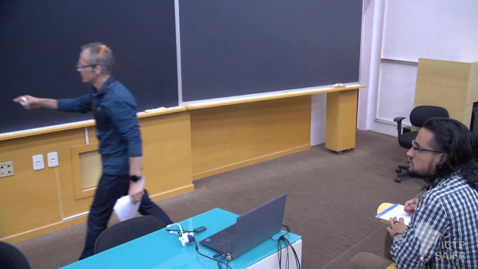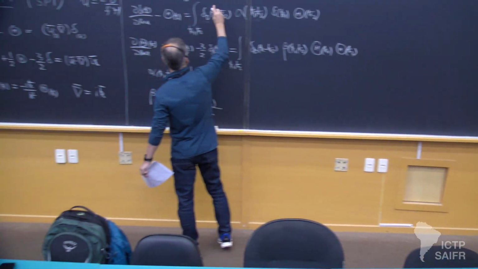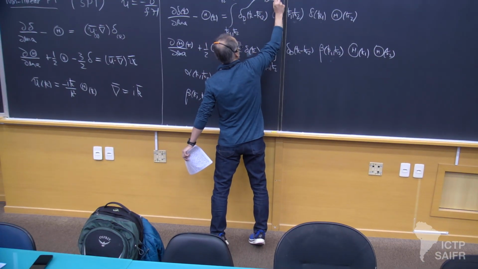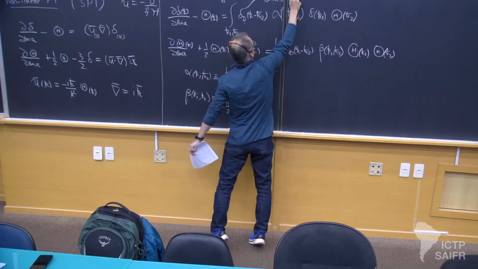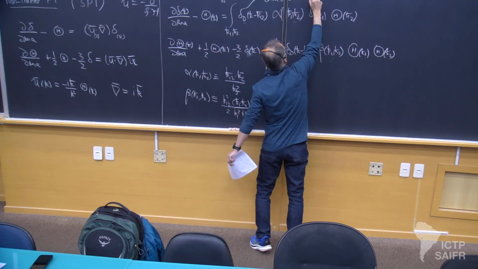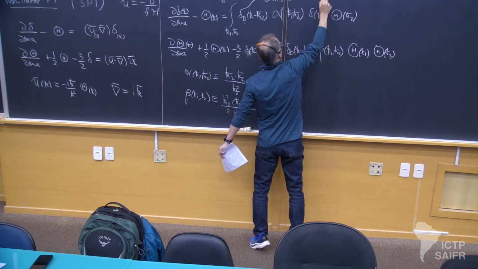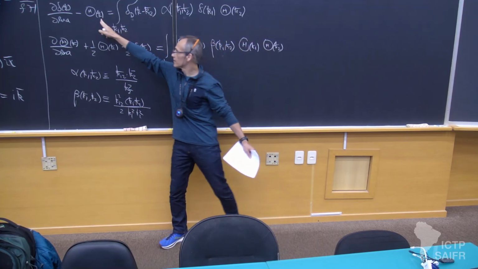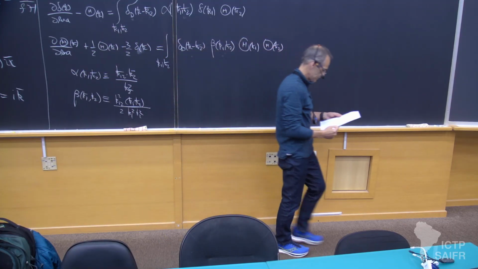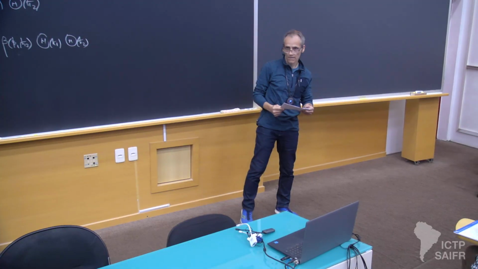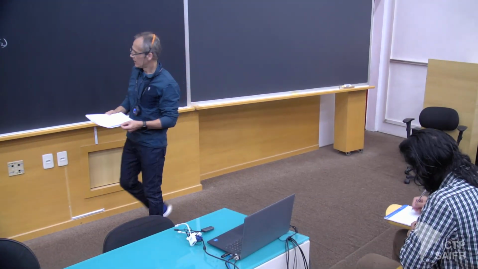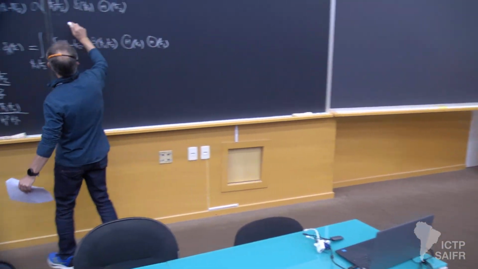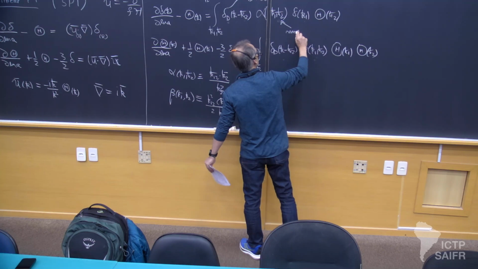Delta D is the Dirac delta. So it's a constraint that the sum of the two Ks had to add up to the K mode that I'm looking at. Yes, thank you. All right. Yeah, so these guys are called the mode coupling functions.